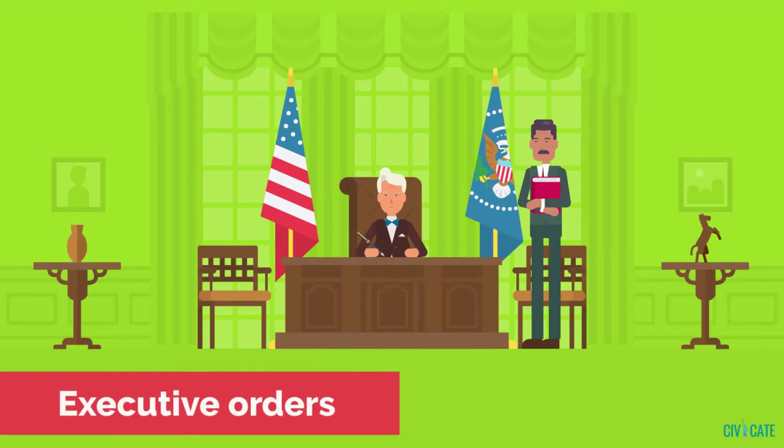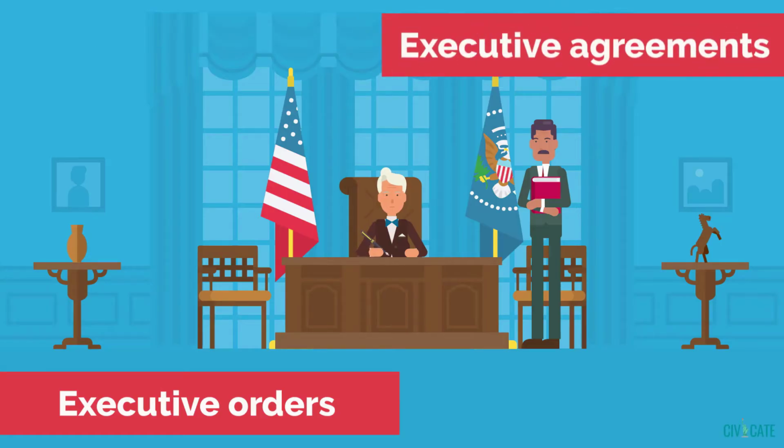Executive orders are seen as laws, and they are orders from the president that explain congressional policy. The president can also make executive agreements with the leaders of other countries without congressional approval.